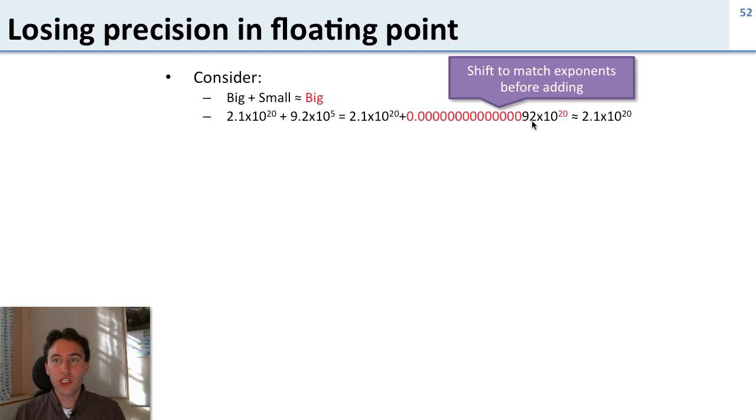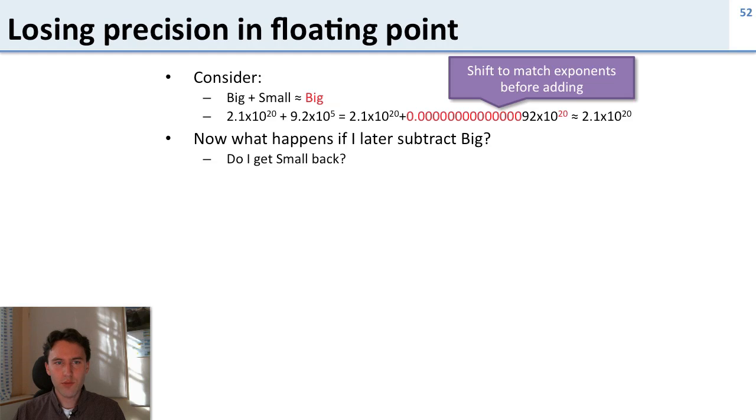And this is from having to shift to match the exponents before adding. Now what happens if I then subtract off big? Do I get small back? So I had big plus small, and now I'm going to subtract big. What do I get? Well, if we had perfect precision, big plus small minus big would be small.